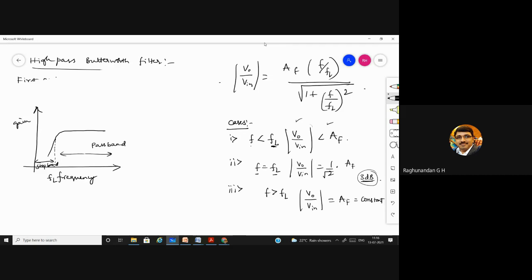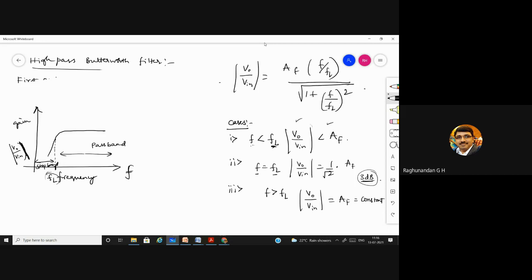And coming to the first case, when F is less than FL. So F is less than, this is F, no? This is the lower cutoff frequency. When this frequency, which is given by the input, is lesser than the lower cutoff frequency, then what happens? The gain will be less. This gain is V naught by V in. So this will be lesser. You can observe that the gain is lesser when the frequency is less than FL.